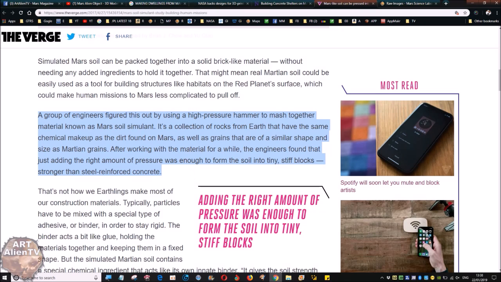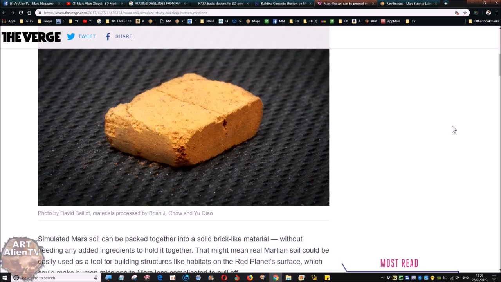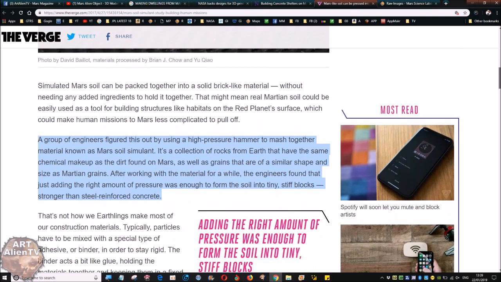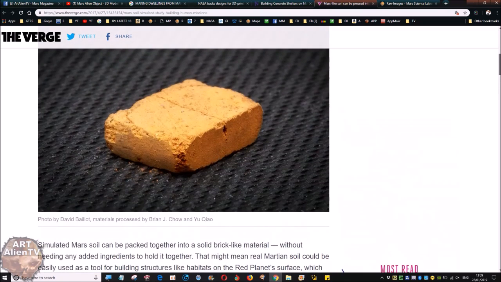So this is pressed together with a hammer. Now, basically what this means is you could just squish this stuff together. You wouldn't necessarily need to use a hammer like this guy has here to make bricks, but because the grains are so small and similar shape, and the high level of sulfur in the soil, it will stick together like glue and become a very hard concrete. So in other words, you could actually do sculpture without having to use a kiln.